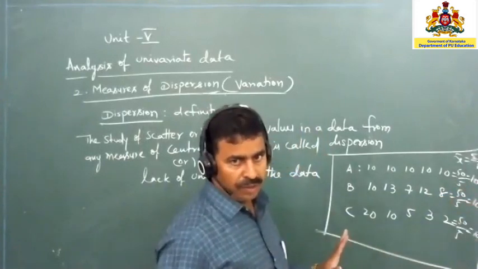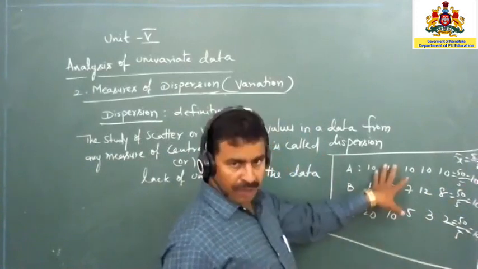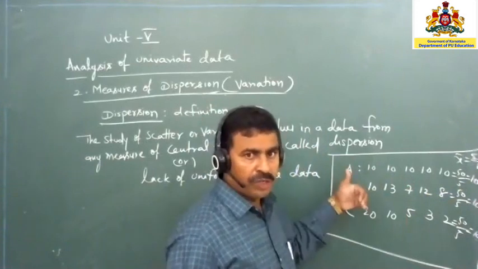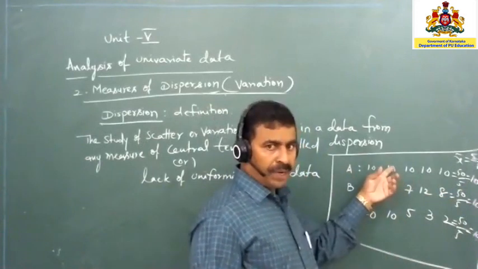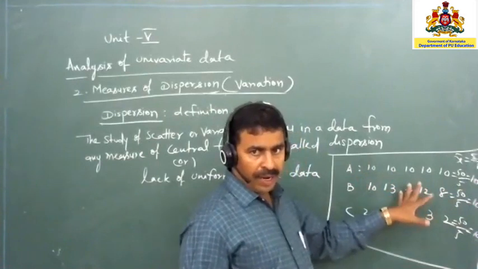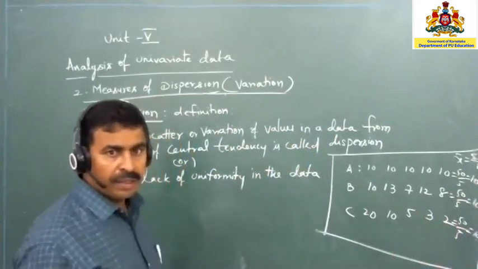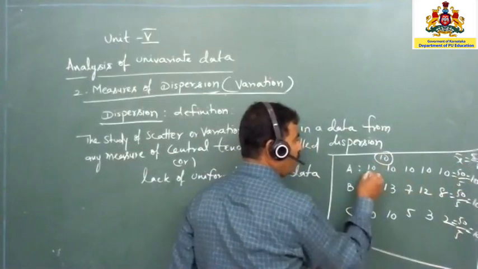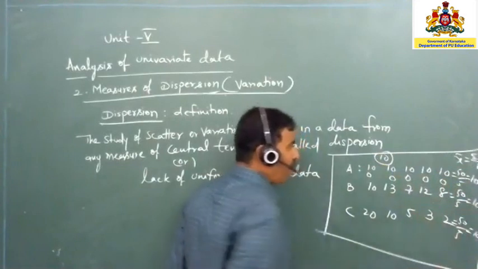So we cannot use arithmetic mean or central tendency for comparison of these three data. In that case, we need another measure to make comparison between these types of data. By using mean, we cannot differentiate here because all the data have the same mean. So the next measure is dispersion. Here, what is the difference from the mean of 10 for all the values? Difference is 0, 0, 0. So uniformity is there.